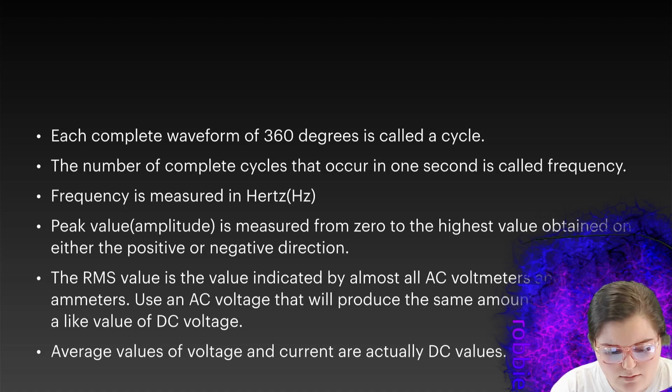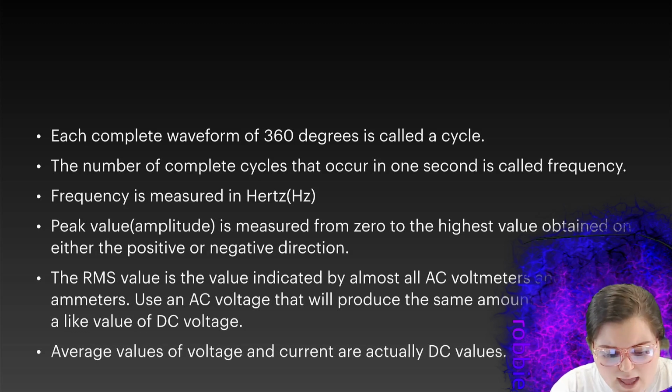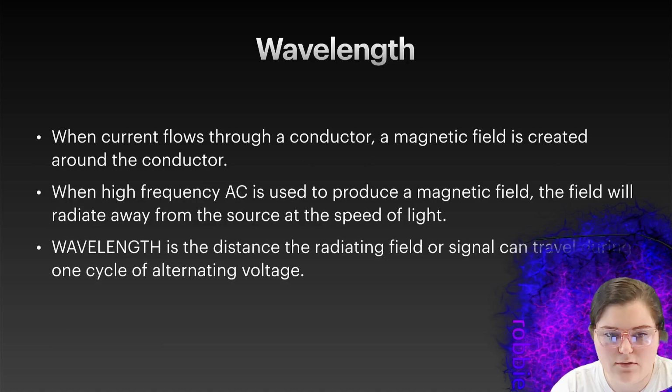Peak value, also known as amplitude, is measured from 0 to the highest value obtained in either the positive or negative direction. The RMS value is the value indicated by almost all AC voltmeters and ammeters. It is the AC voltage that will produce the same amount of power as a like value of DC voltage. Average values of voltage and current are actually DC values.